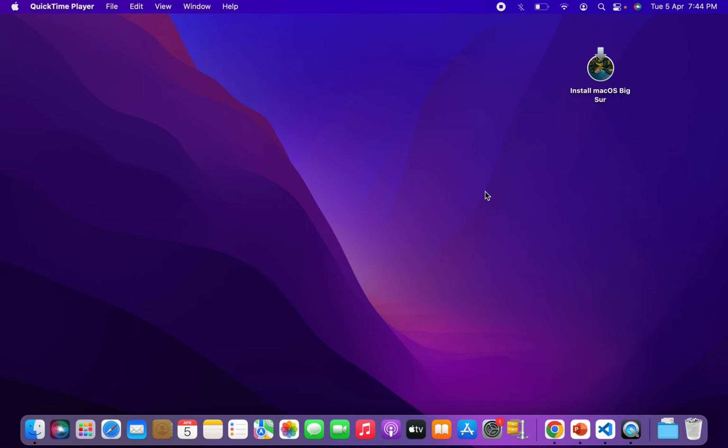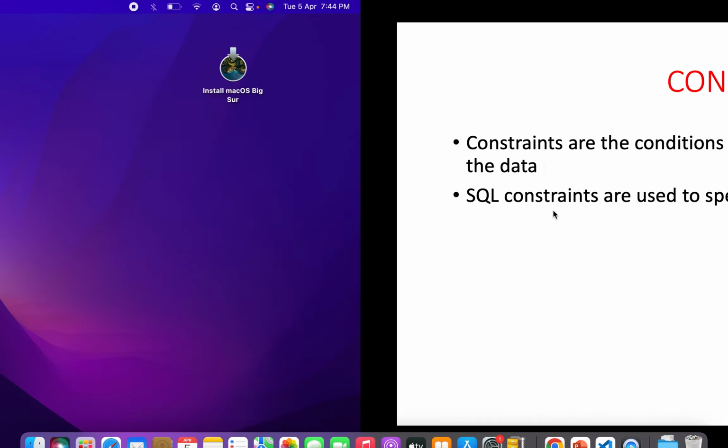Last day we discussed briefly the data types, what are the data types we are using in SQL. Today we are going to discuss constraints and some of their characteristics. So let's go into the video.